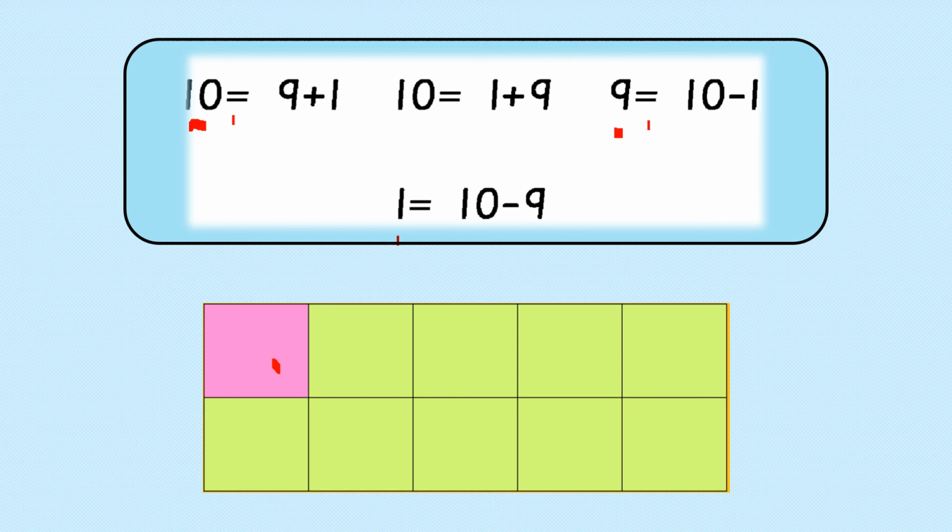Well done, boys and girls. If you want to do some more work on your warm-up, what you can do is write out all of your number bonds to 10 and all of your number bonds to 20.